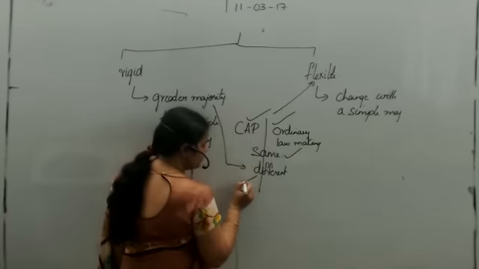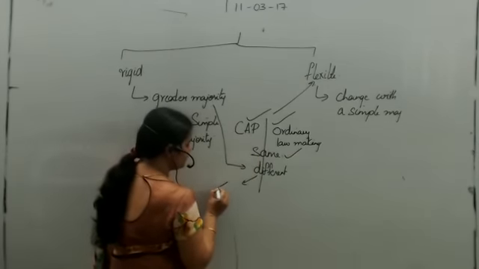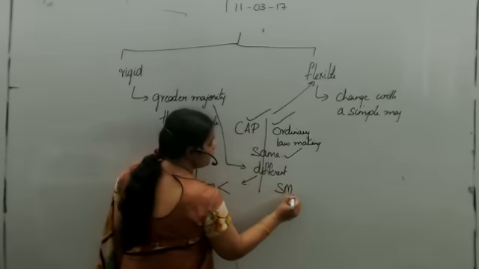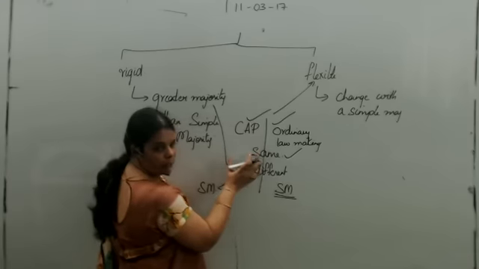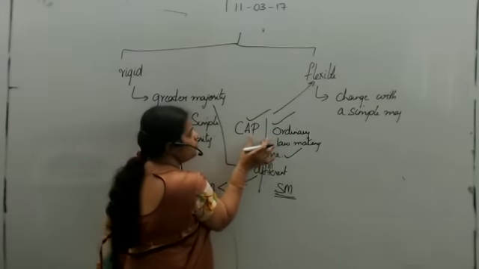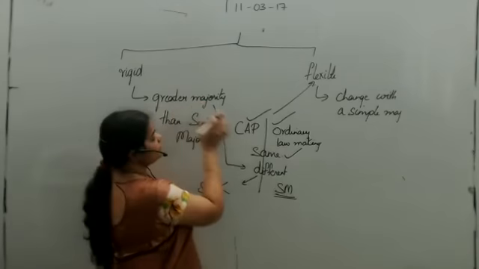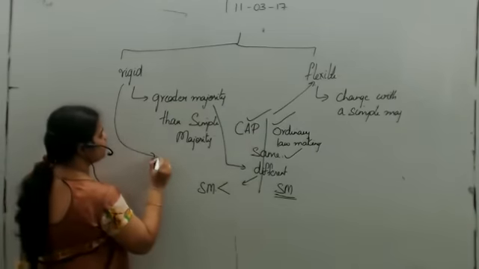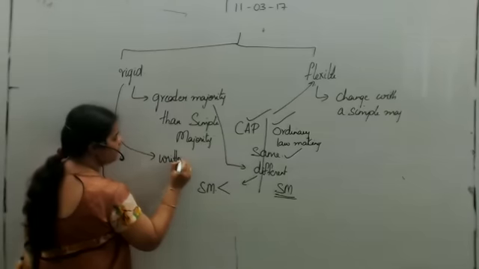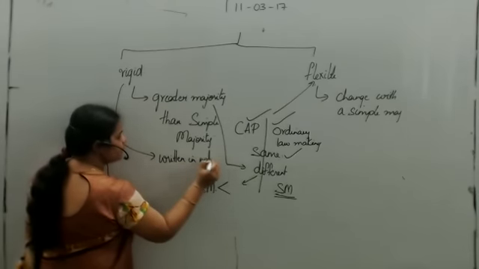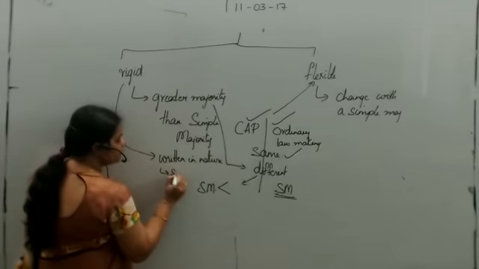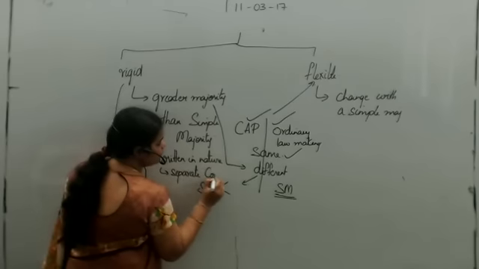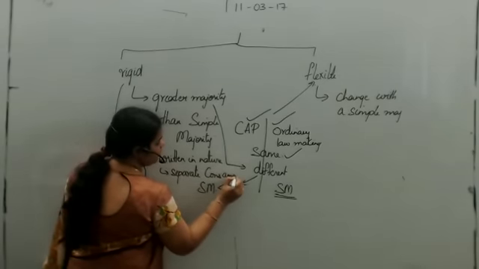Why? Constitutional amendment procedure requires a majority greater than simple majority. Ordinary lawmaking procedure will all use the same simple majority. Is this point clear? In a flexible constitution, both these will be the same. In a rigid constitution, both these will be different. And usually, a rigid constitution will be written in nature. Because in a written constitution, they clearly specify a separate constitutional amendment procedure. They'll write down a separate constitutional amendment procedure.